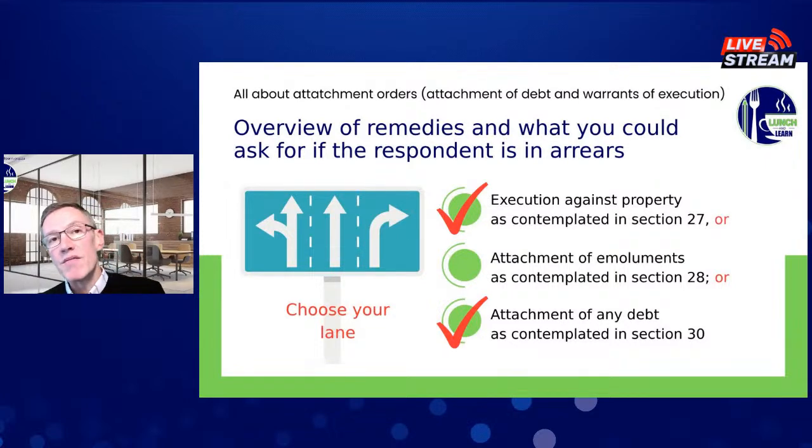The problem that we have in practice in the maintenance court specifically is that, say for instance, there is a garnishee order that is running and the respondent is in arrears with the garnishee order, and you want to approach the maintenance court then for a warrant of execution against the movable property of the respondent, is now that the garnishee order, the emolument attachment order, first needs to be terminated or suspended before you could make use of the provisions of Section 27 that deals with the execution against property.